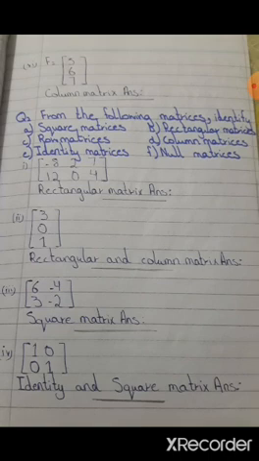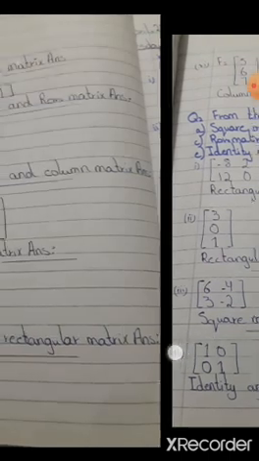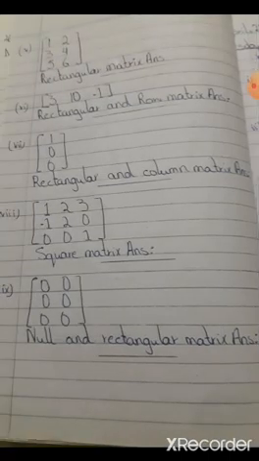And the entries of the diagonal are 1 and 1 and the remaining elements are 0, so it is an identity and square matrix. Next, the matrix is given, it has 3 rows and 2 columns. The number of columns and rows are not equal, so it is a rectangular matrix. Then the next has 1 row and 3 columns, so it is a rectangular matrix.